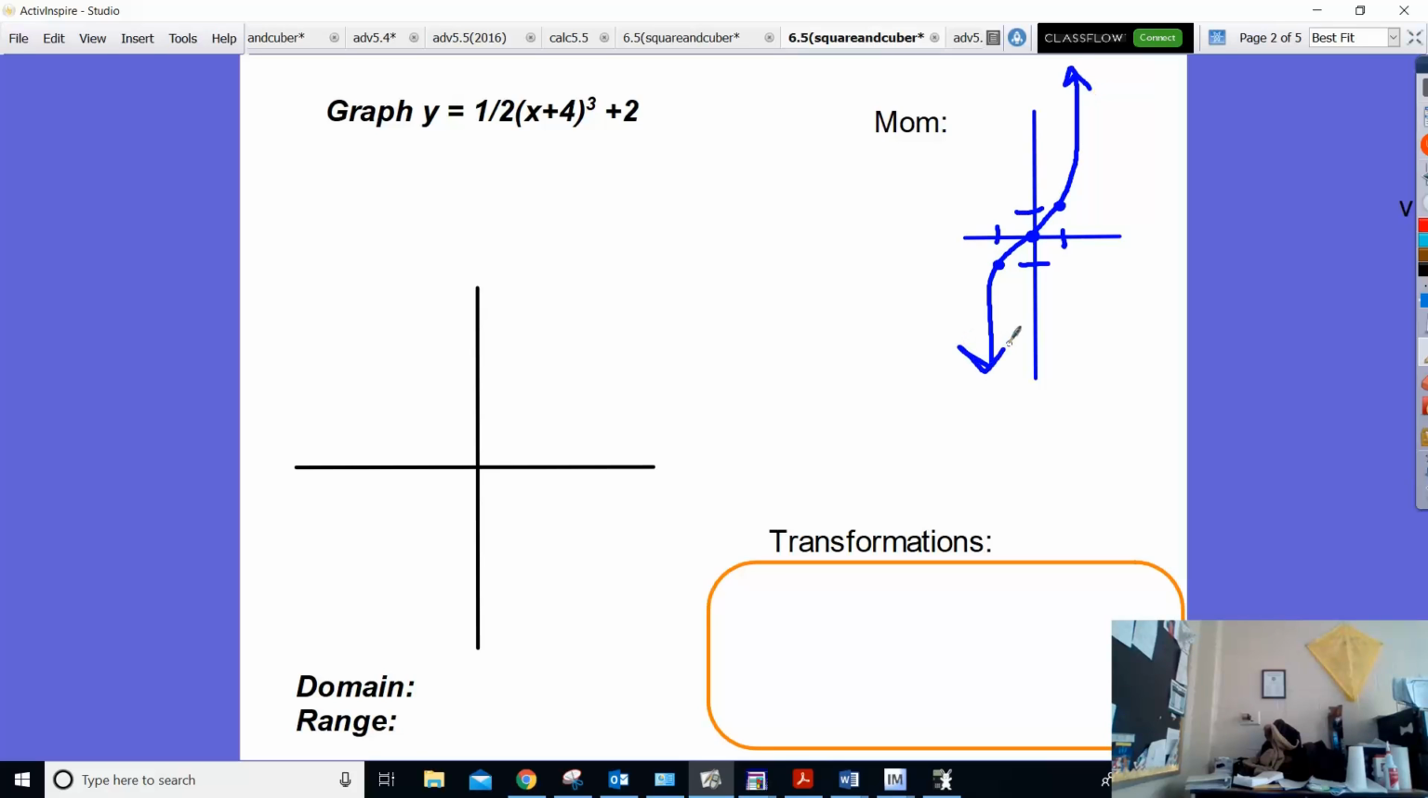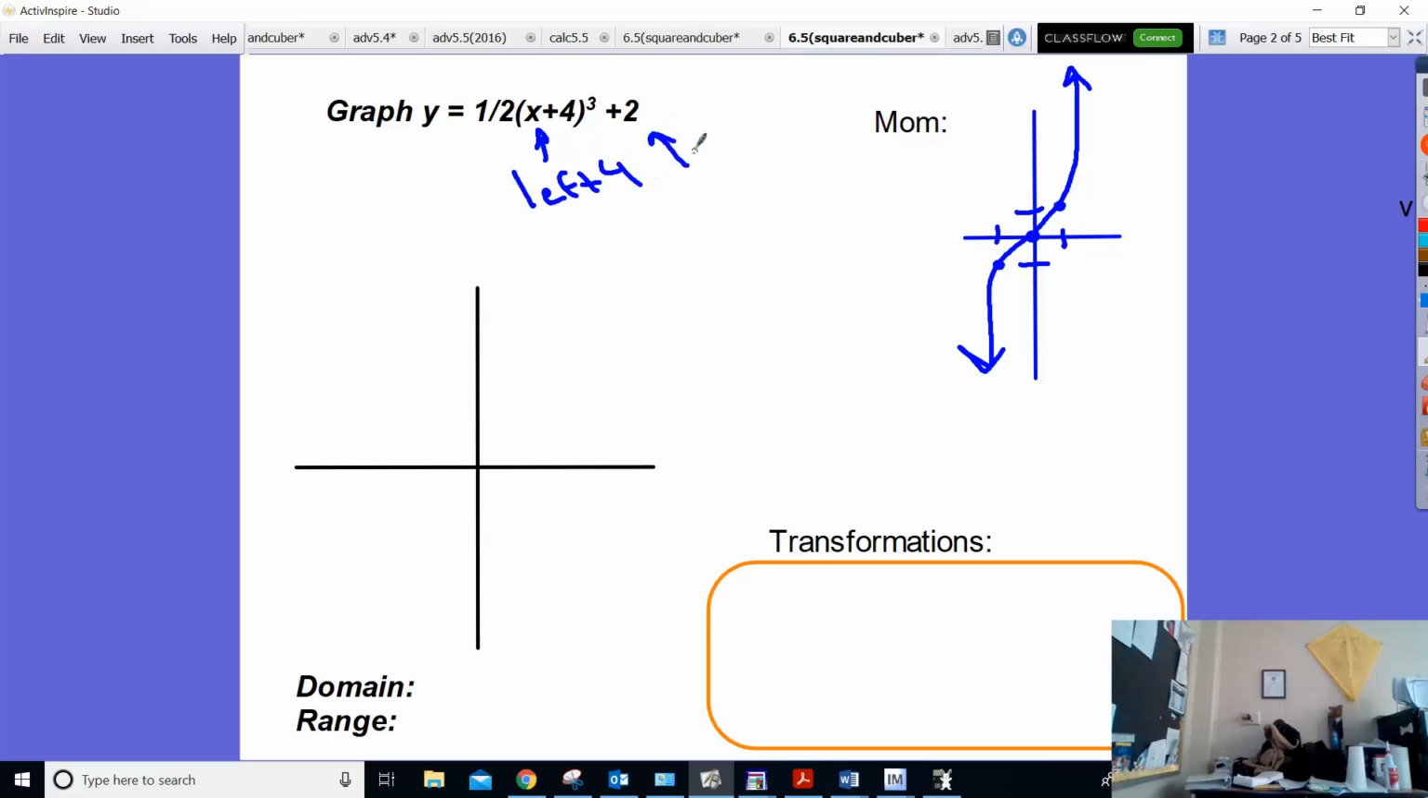That's what mom looks like. Because this is a cubic function over here, the kid's going to look like mom. You need to go ahead and kick in your ideas of where the new center is or how we move along the x-axis. I see an x plus 4 in that set of parentheses. How do I shift? I shift left 4, the opposite of what's in parentheses. Right there is a left 4.